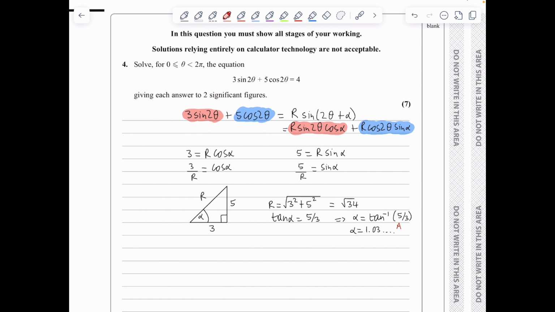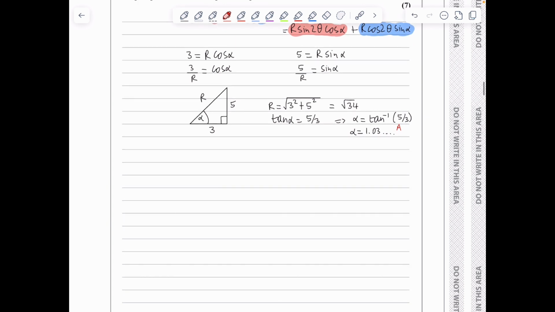This is stored on A, which means I can now proceed in saying that 3 sine 2 theta plus 5 cos 2 theta is equal to root 34 sine of 2 theta plus the A we stored on the calculator. Now we know that 3 sine 2 theta plus 5 cos 2 theta is equal to 4. So we've got root 34 sine of 2 theta plus A is equal to 4, and therefore sine of 2 theta plus A is equal to 4 over root 34.